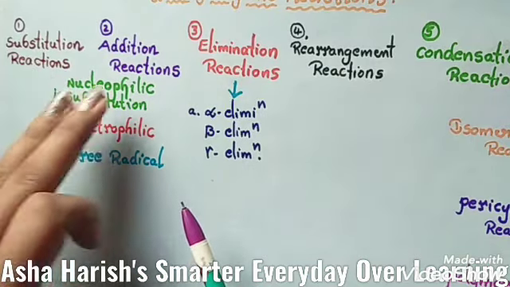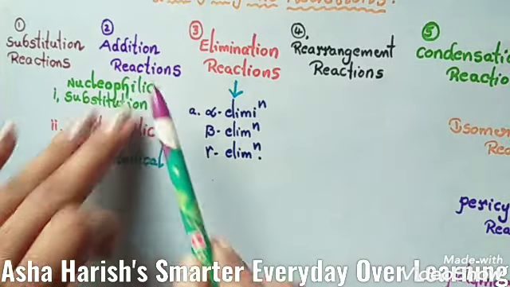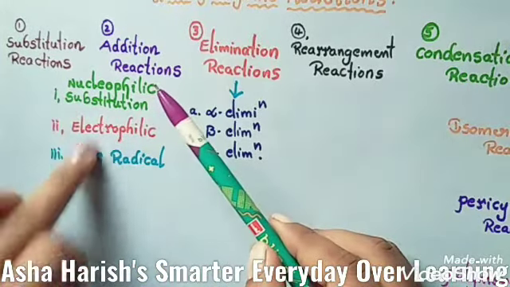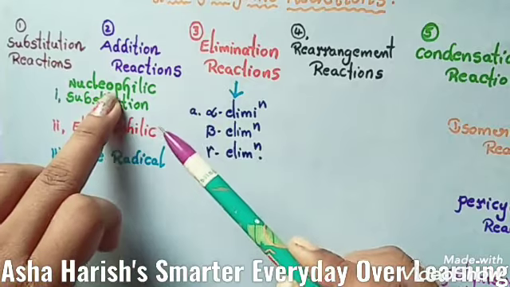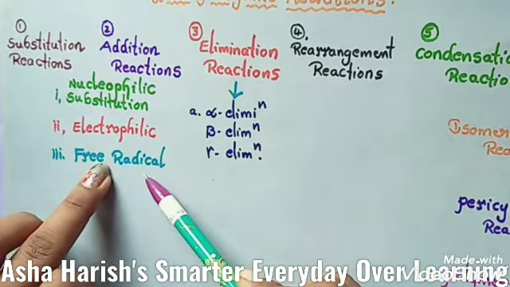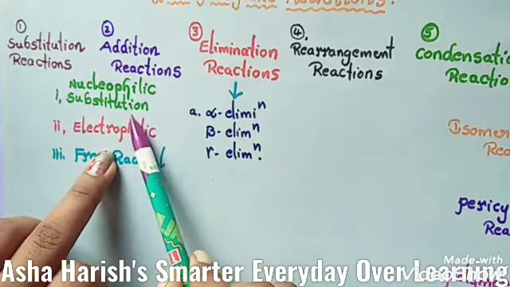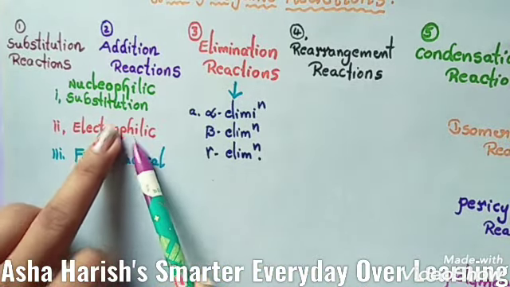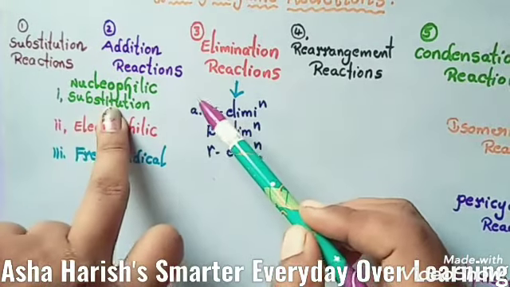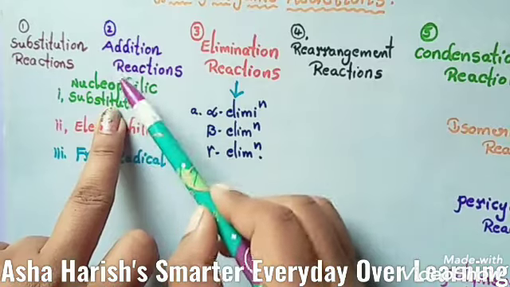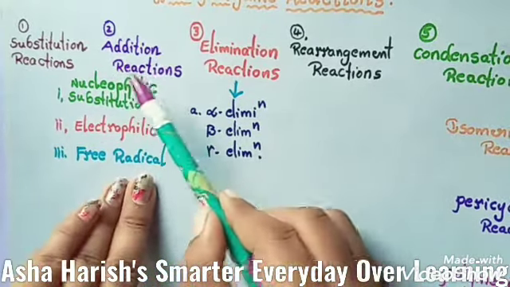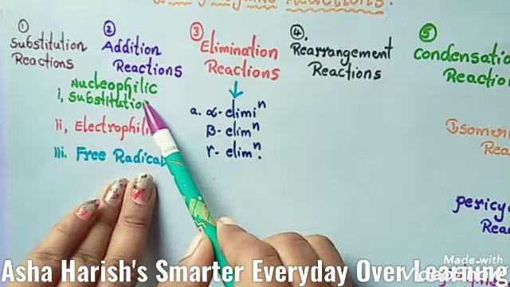Okay, now let's see about addition reactions. In these two, substitution and addition reactions, there are three categories. First one is nucleophilic type, second one is electrophilic type, and third one is free radical. So this is known as nucleophilic substitution reaction and electrophilic. Let's see, substitution reactions which are brought about by nucleophiles are called nucleophilic substitution reactions.